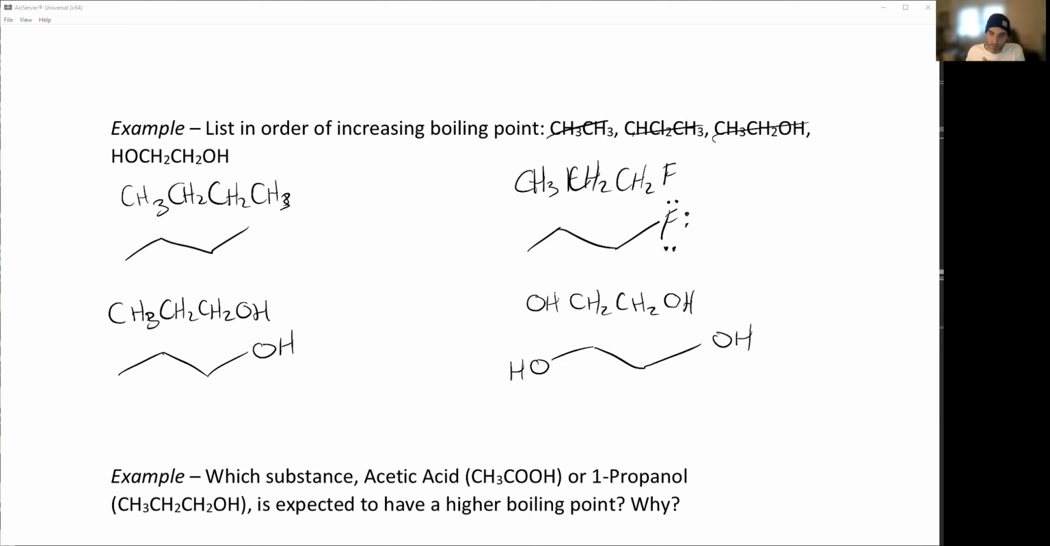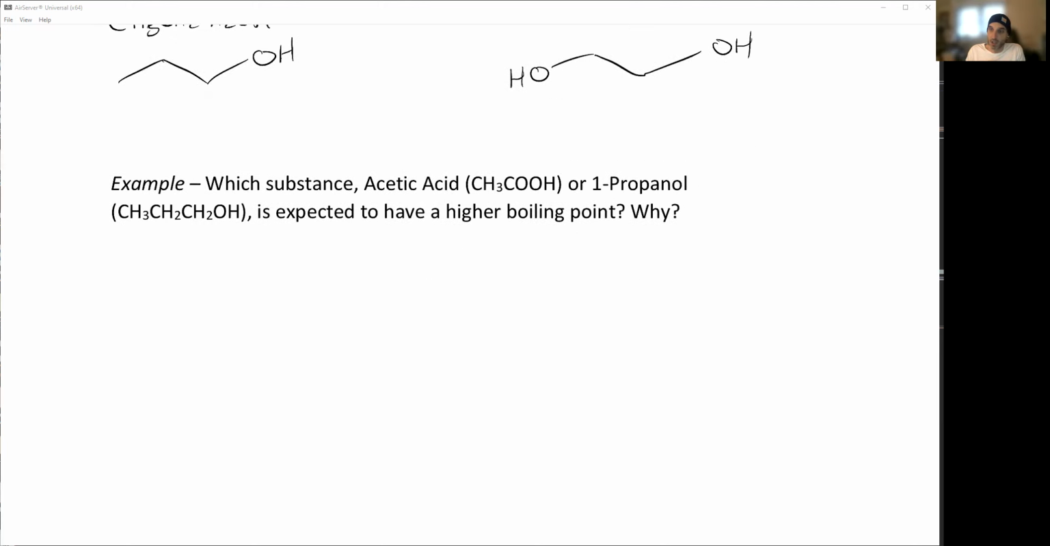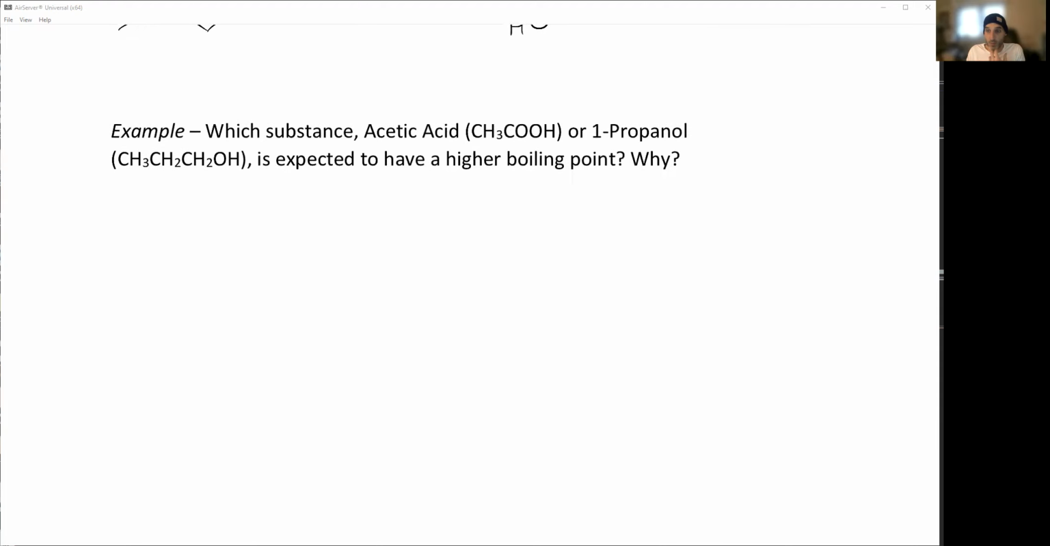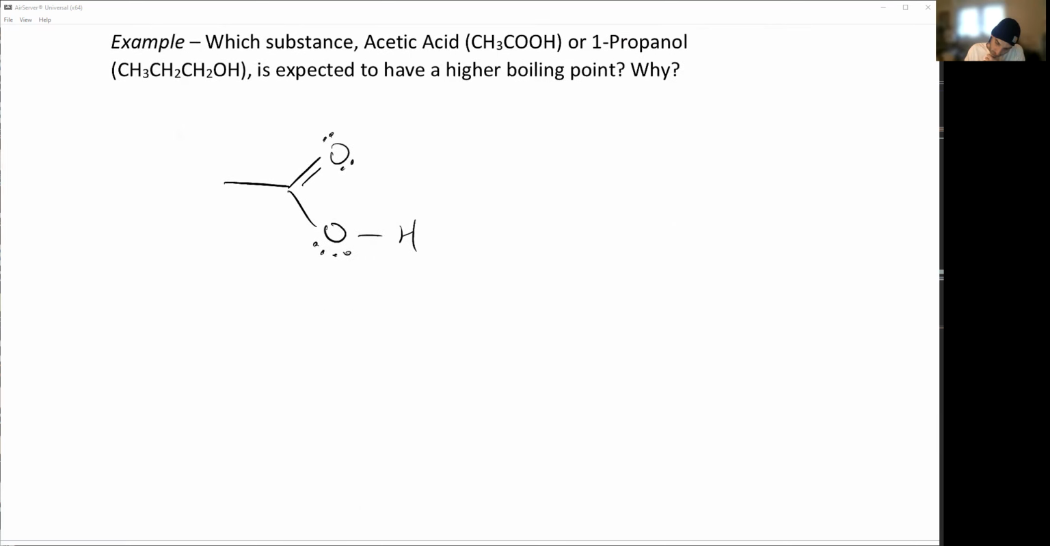Okay, we'll use the examples that I wrote instead. Which substance, acetic acid or 1-propanol, is expected to have a higher boiling point and why? So you should draw those out. I can tell you acetic acid is kind of the standard. And 1-propanol, we just drew it actually above, but which of those is expected to have a higher boiling point and why?